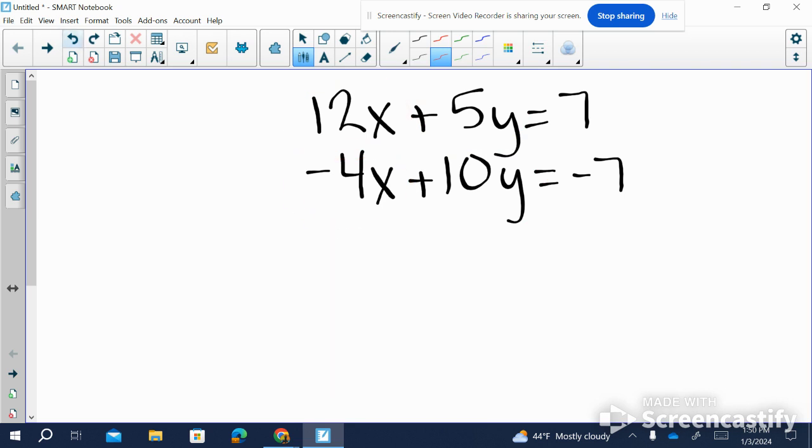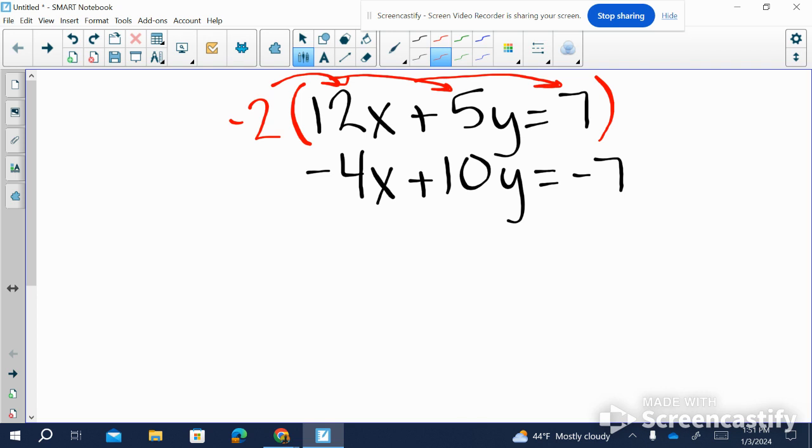So I'm going to go ahead and eliminate the y's. In order to eliminate the y's, I want this 5y to become a 10 or a negative 10. I'm going to say, let's make it a negative 10. So I know 5 times 2 is 10, so 5 times negative 2 is negative 10. All right, so this is how I do this. This negative 2 gets distributed to every term of the equation.